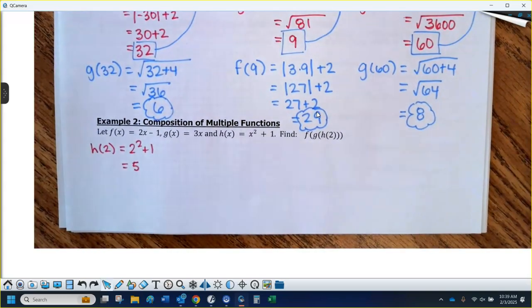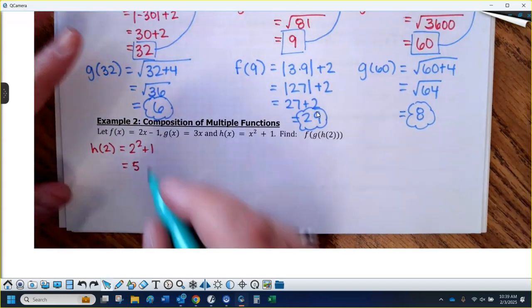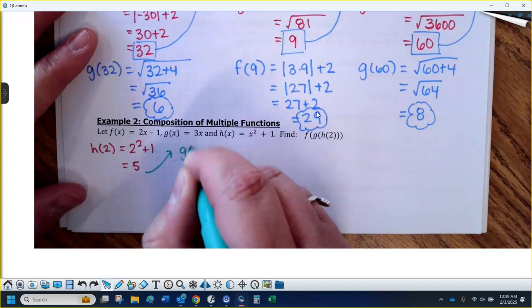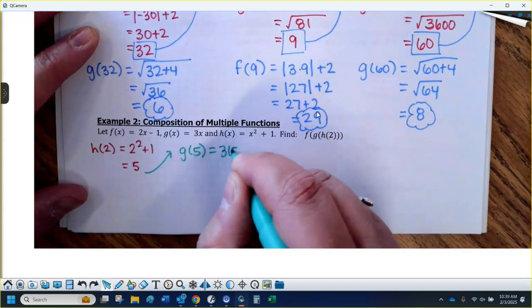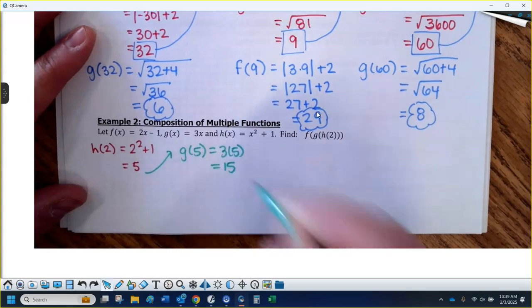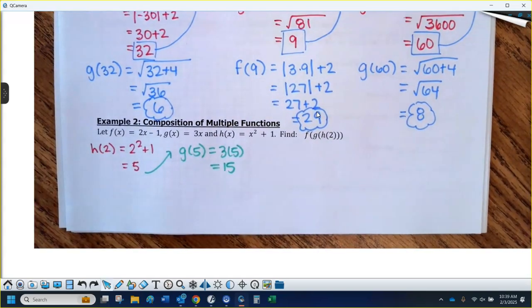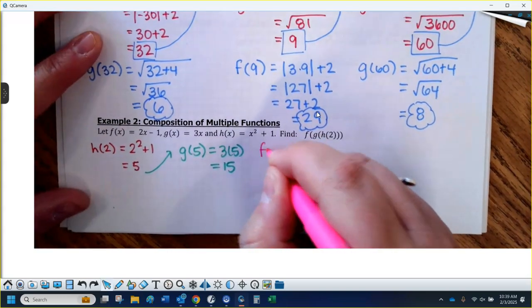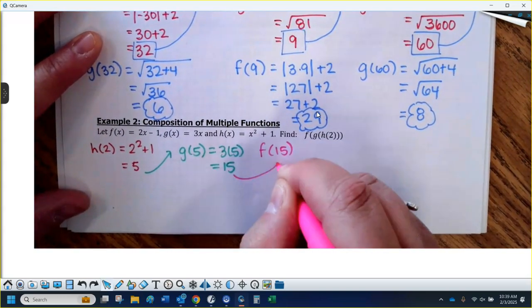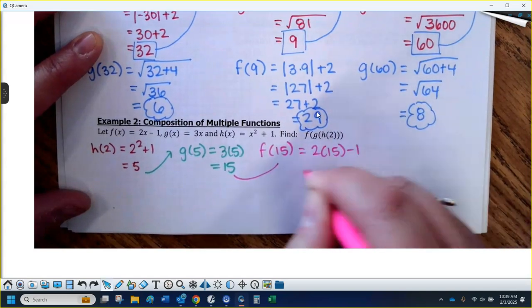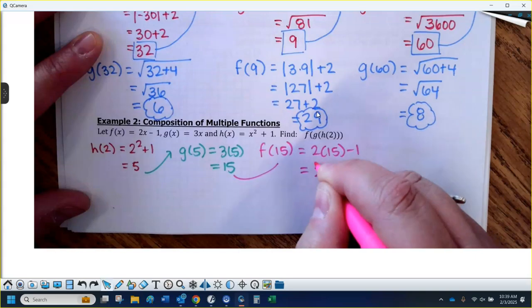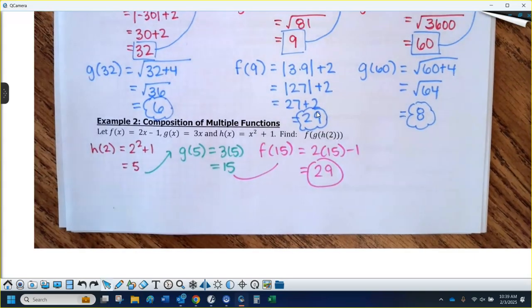Okay, then the next one you see in that list is g. So then we would do g of 5. The g function is just 3 times x, so it would be 3 times 5, which is 15. And then the one on the far outside is the f, so we plug into that last. So then I would do f of 15. So I'd have 2 times 15 minus 1, which would be 29 as my final answer.